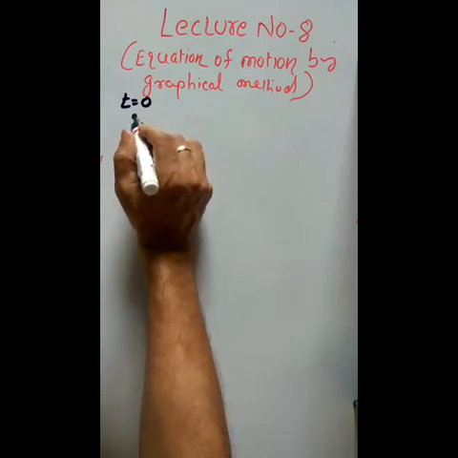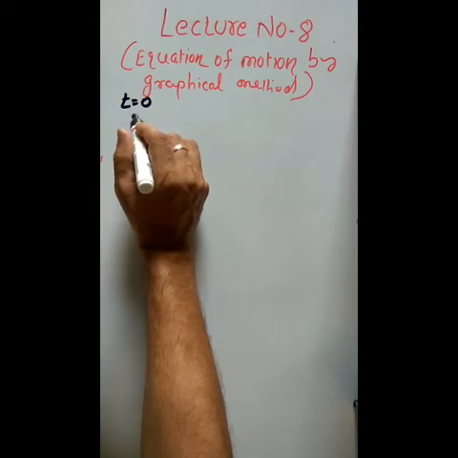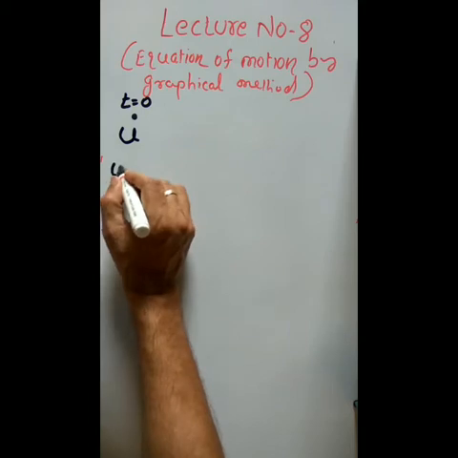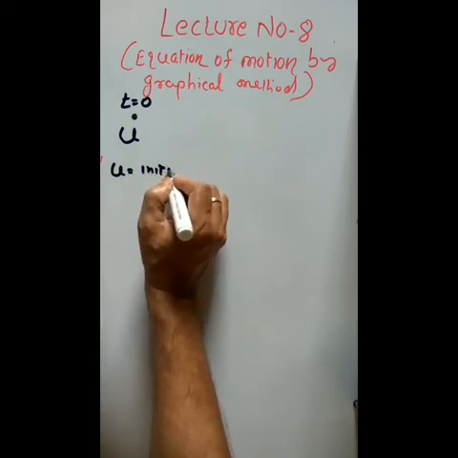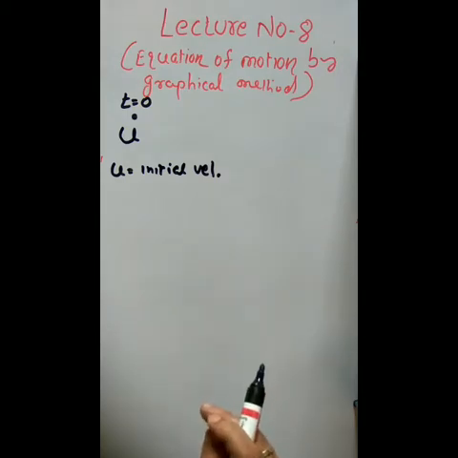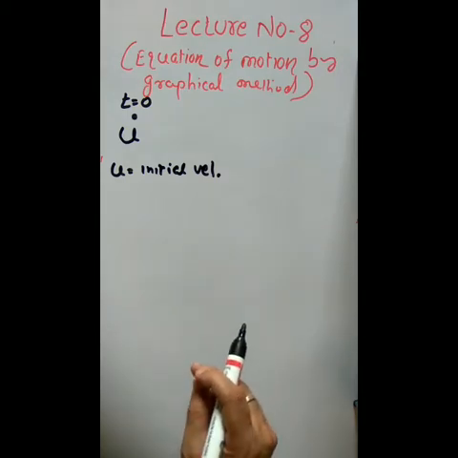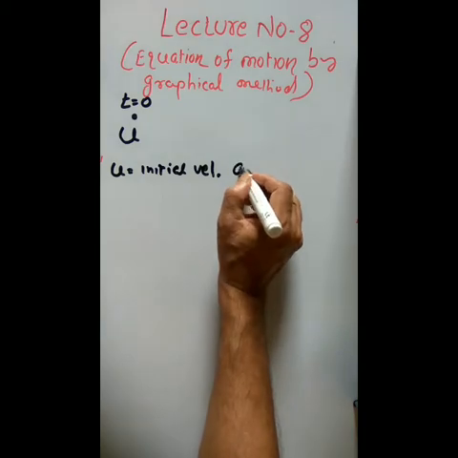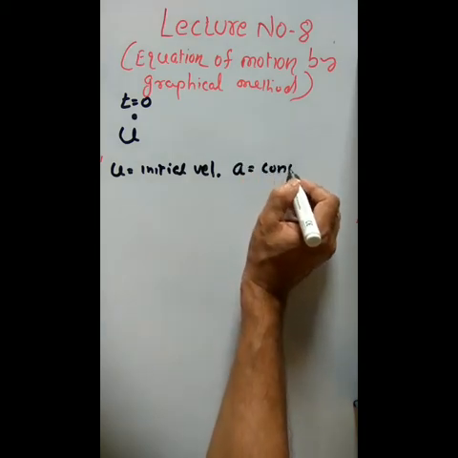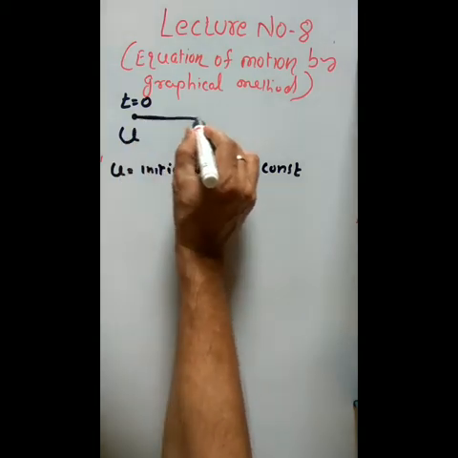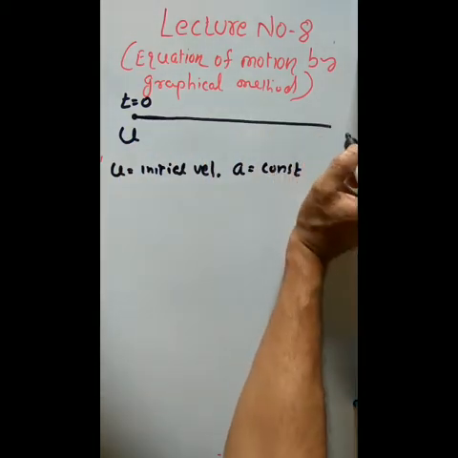Let the body be starting with some velocity, let us say u. So what is u? u is the initial velocity of the body. It may be 0 or it may be a non-zero quantity. So the body is starting with initial velocity u and it is moving with constant acceleration. The body is moving on a straight line.